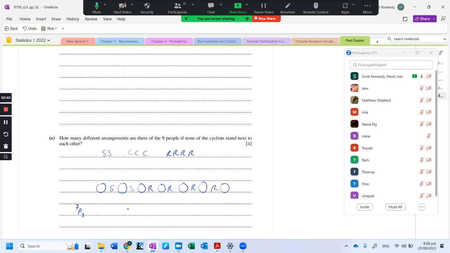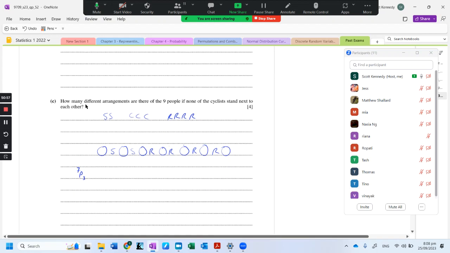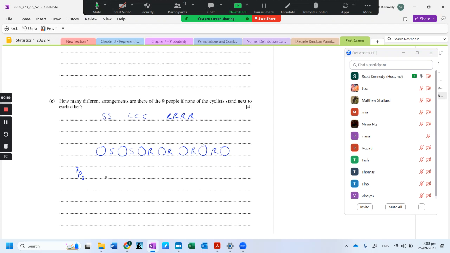Okay, everyone happy with that part? Because 7P3 means 7 times 6 times 5, right? So for the first cyclist, there's 7 options. The next cyclist has 6 options. And the next one has 5 options. Okay, so that's them. Then we've got one more thing that we need to do. What's the one more thing that we need to do in this case?